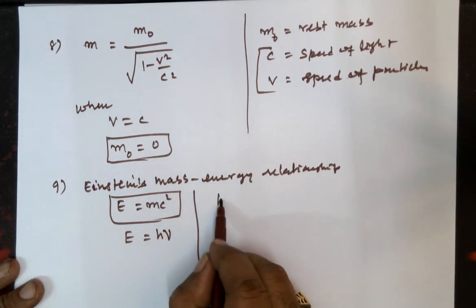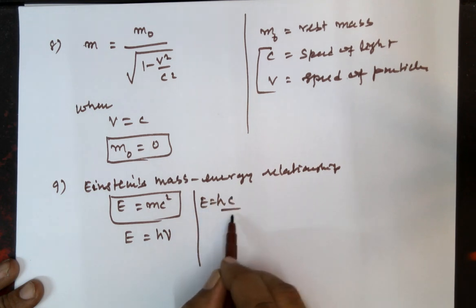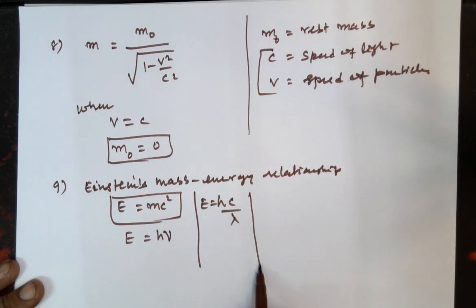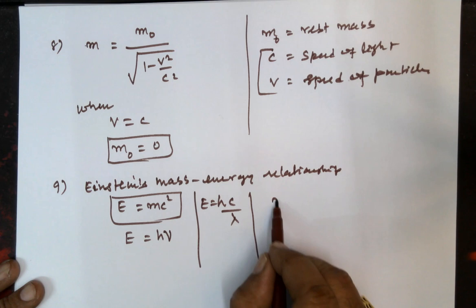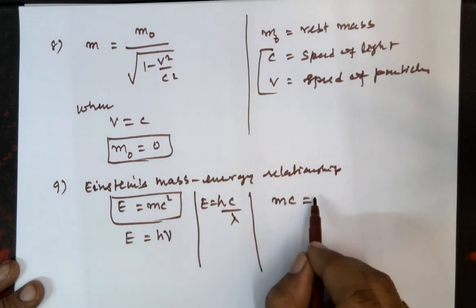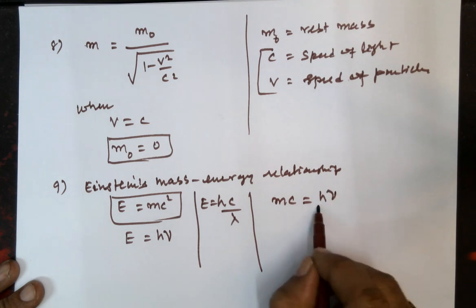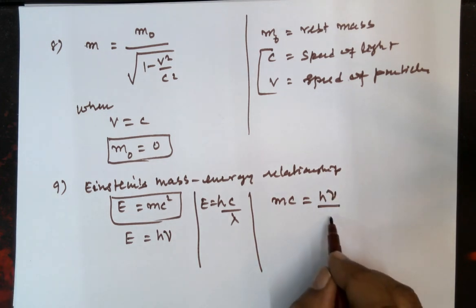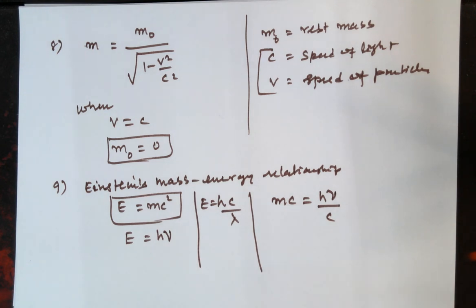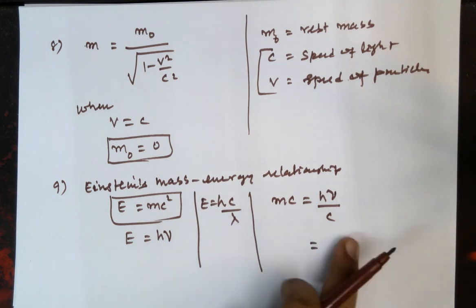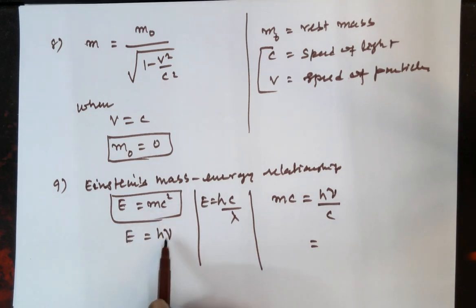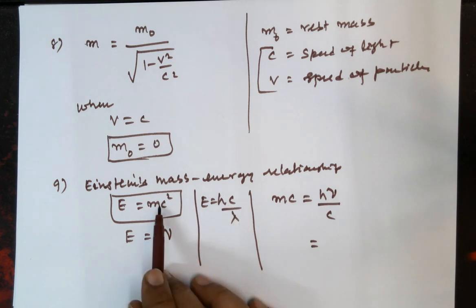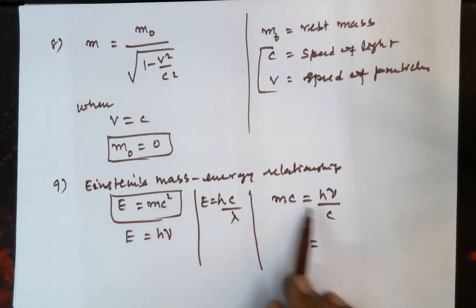And we can substitute this E as hc by lambda also. So on comparing these two equations, we can get mc is equal to h nu by c. And that can further be equated, because I have brought the c here. LHS are equal, RHS must be equal. So mc squared is equal to hc by lambda.